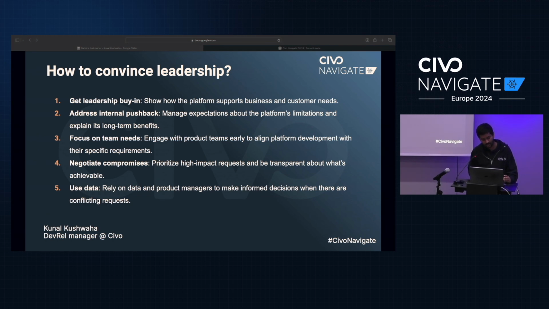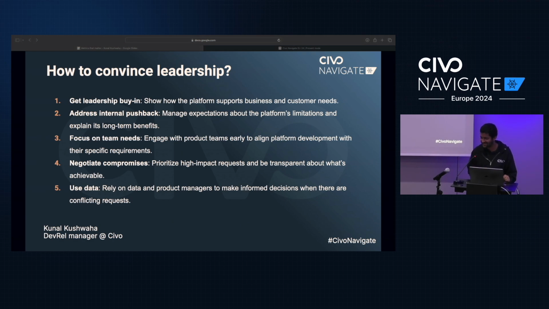Address internal pushback. For example, you will get some pushback from the internal teams when you build platforms for them, meaning they'll say, this is the feature that we want, this is what we don't have. The platform is not designed for one specific need. In the longer term, it's not plug and play, where you just use it, then throw it away. It doesn't work that way. There's a long-term benefit, kind of like investing. So you're investing in your developers.